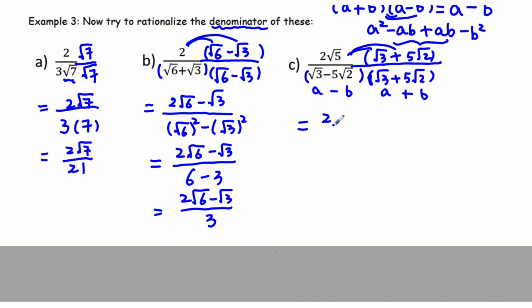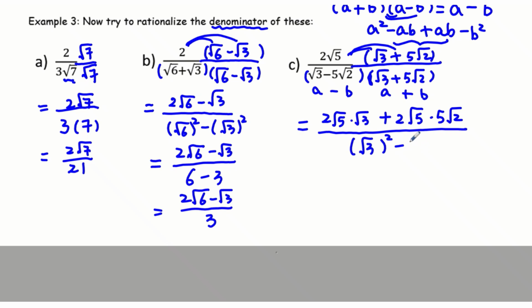So 2 square root 5 times square root 3, then plus, positive times positive is positive, times 5 square root 2. The dot represents multiplication, then all over the denominator is a squared minus b squared. Then this one is radical times radical, number times number, so 2 times 1 is 2, radicand times radicand is 5 times 3 is 15.